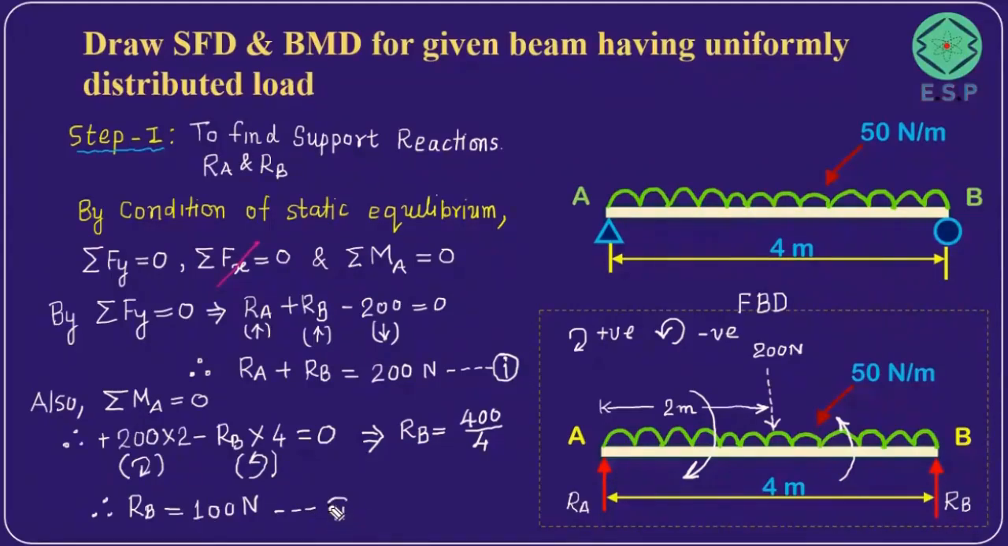So we got value of RB, friends. And if I substitute value of RB in the equation 1, so we have RA plus RB equal to 200. Therefore RA will be what? 200 minus RB. RB is 100. So we'll be getting RA equals 100 newtons. So by simple calculation, we could easily find out the support reaction at A and support reaction at B. That is RA equal to 100 newtons and RB equal to 100 newtons.